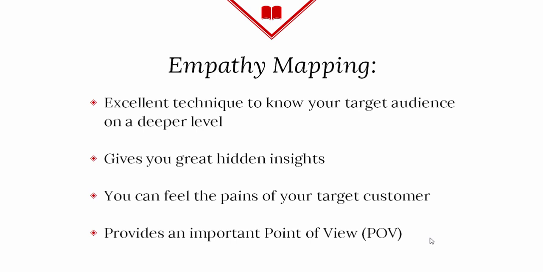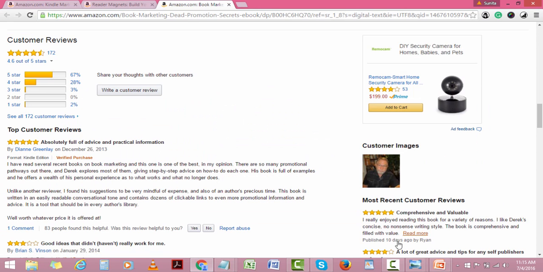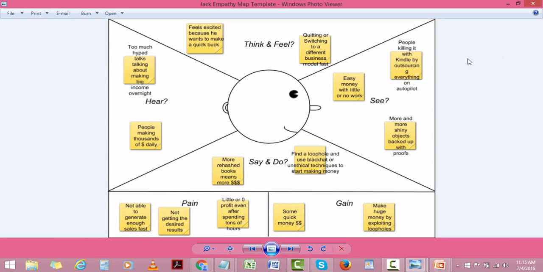So let me show you some examples of empathy mapping. So this is the first example of empathy mapping, and in this example I made this map for a guy. I gave this guy a name, Jack, and Jack is basically a lawyer and he is overdue on loans. So what does Jack think and feel? He feels excited because he wants to make a quick buck, and he thinks that quitting or switching to a different business model fast will make him rich.